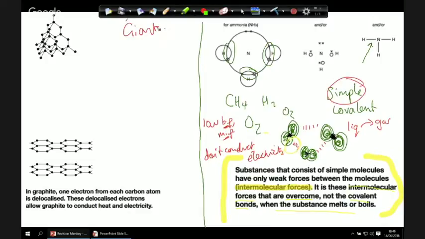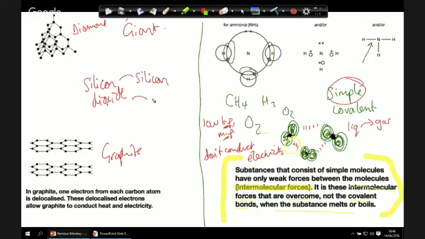So going from the simple then to the giant. There are a few giant covalent structures. They're quite rare, and we only need to know about ones called diamond, which is shown by this structure here, graphite, which is shown by this structure down here, and also one called silicon dioxide. Now that has a very similar structure to diamond, but it is made up of silicon and oxygen. Okay, so it looks very similar to this one here.